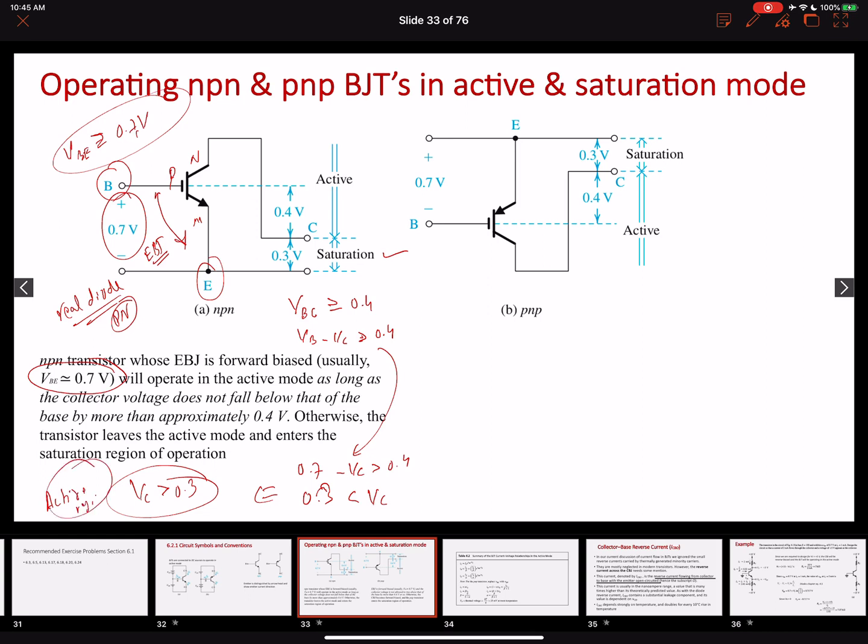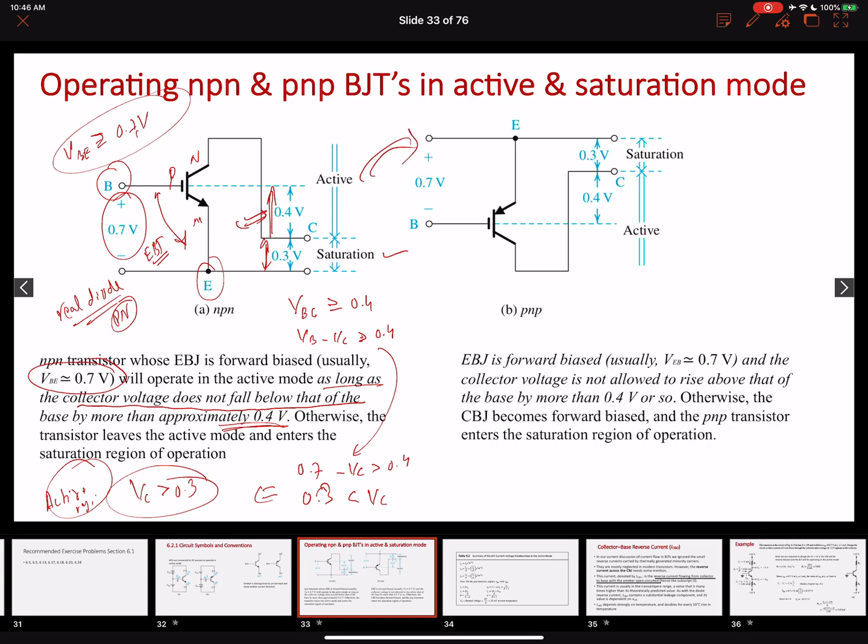right? So this is what is happening over here: in order to operate in the active region, the collector voltage should be greater than 0.3 volts. Similarly, we can see it over here. As long as our collector voltage does not fall more than 0.4 volts below the base, it will remain in the active region. A similar analysis can be done for the saturation mode over here.